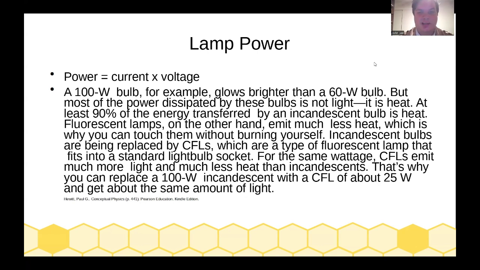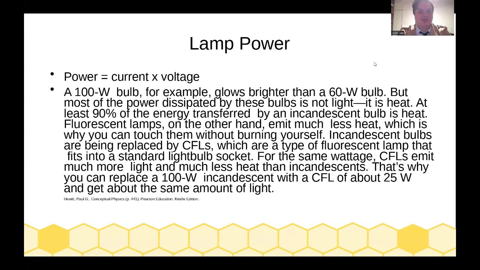A 100-watt bulb, for example, glows brighter than a 60-watt bulb, but most of the power dissipated by these bulbs is not light, it is heat. At least 90% of the energy transferred by an incandescent bulb is heat. Fluorescent lamps, on the other hand, emit much less heat, which is why you can touch them without burning yourself. Incandescent bulbs are being replaced with CFLs, which are a type of fluorescent lamp that fits into a standard light bulb socket. For the same wattage, CFLs emit much more light and much less heat than incandescents.